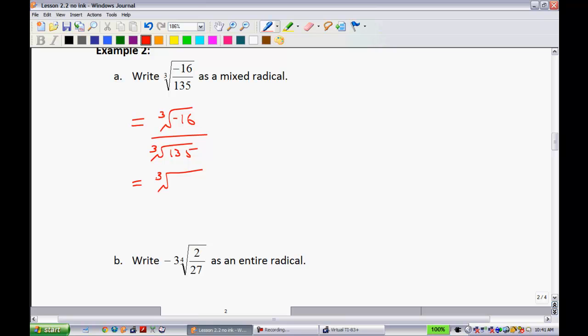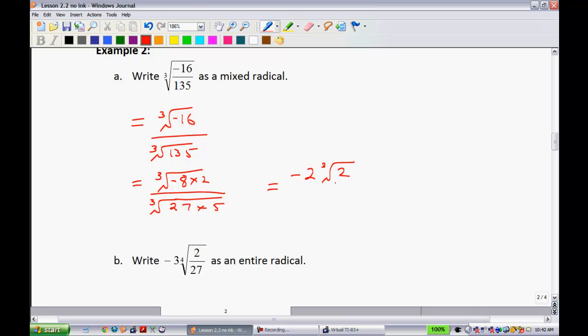Now I want you to think of what are perfect cubes that go into negative 16. Well, one perfect cube that I know of that goes into that would be negative 8. Okay, a perfect cube that goes into 135 that I know of is 27. So that would be 27 times 5. Now simplifying that, the reason I took the negative out is because you actually can take the cube root of a negative number. If you take a negative and multiply by itself once and then twice, but for the 3 times, it will still be negative. So the cube root of negative 8 is negative 2.